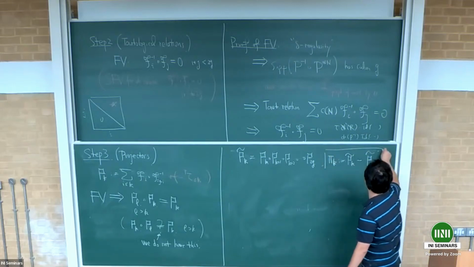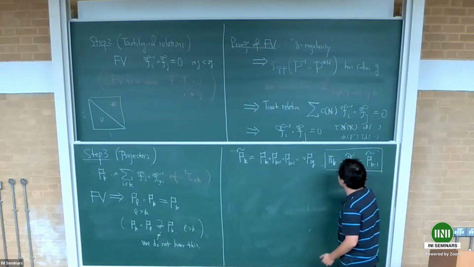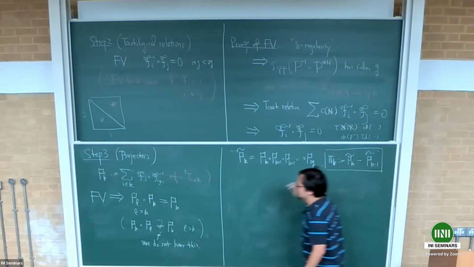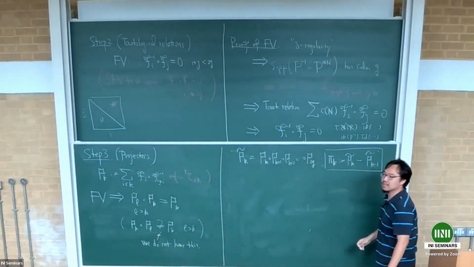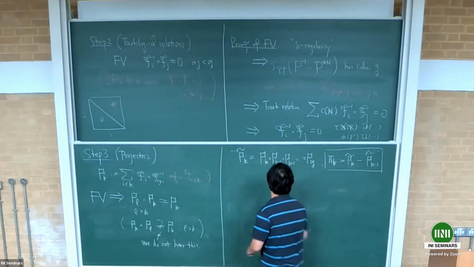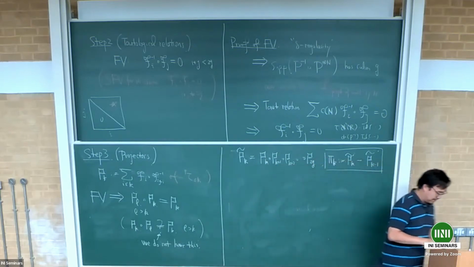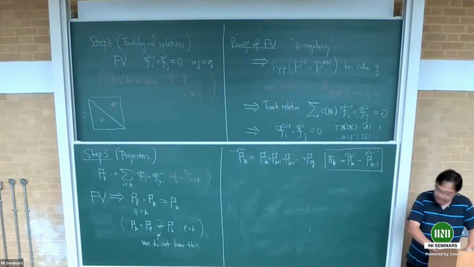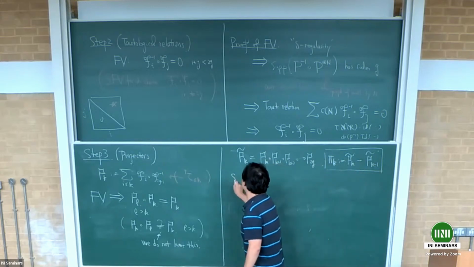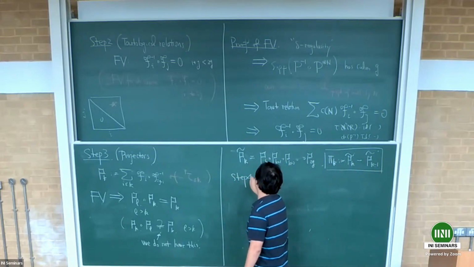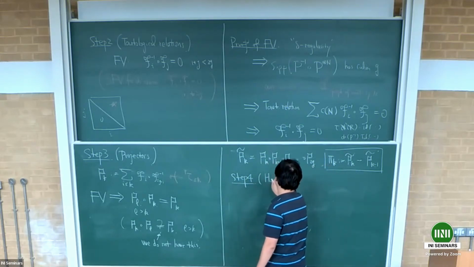Okay. So that's the check exercise that the Fourier vanishing really tells you that these are okay. Now we have to construct a boundary cycle decomposing the diagonal, and they satisfy the desired relations. So the last step is to check a homological realization.